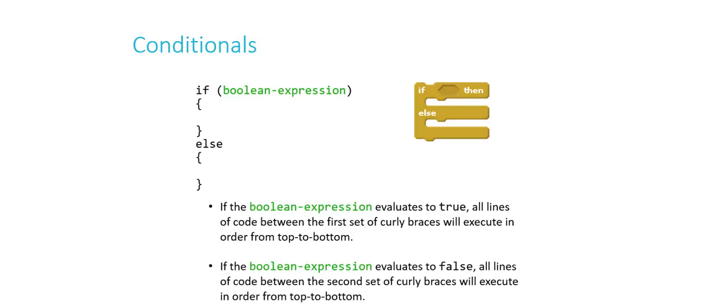If Boolean expression, do the stuff between the first set of curly braces, else, do the stuff between the second set of curly braces. So if the Boolean expression is true, we'll do whatever's between the first set. If the Boolean expression is false, that would trigger the else, and we would do whatever is in the second set of curly braces. Again, top to bottom, all the lines in between the braces.